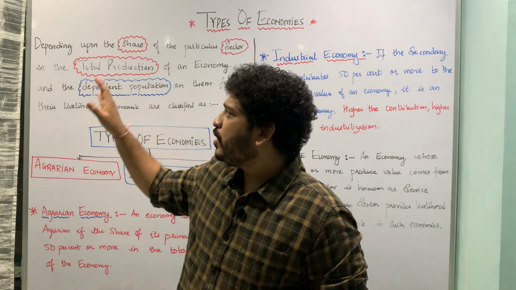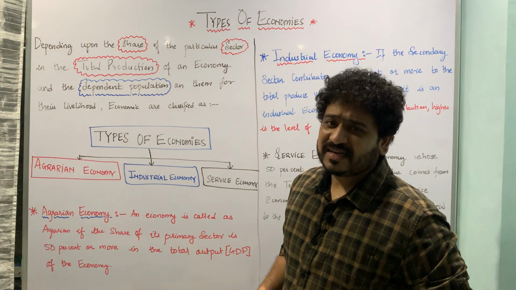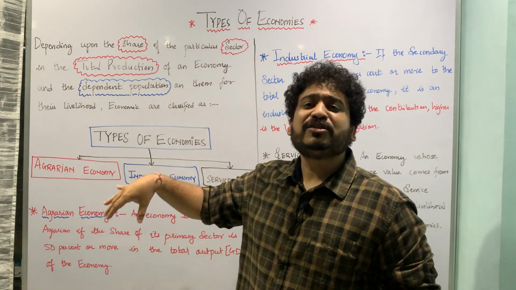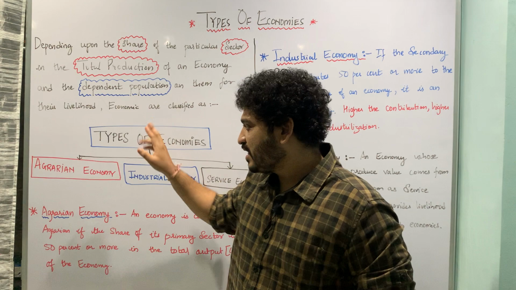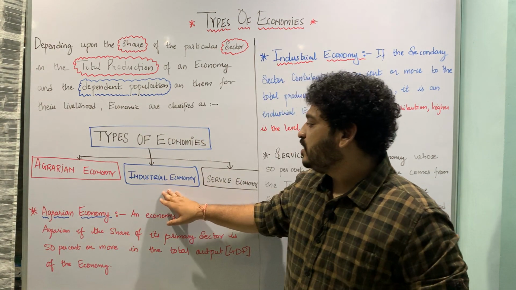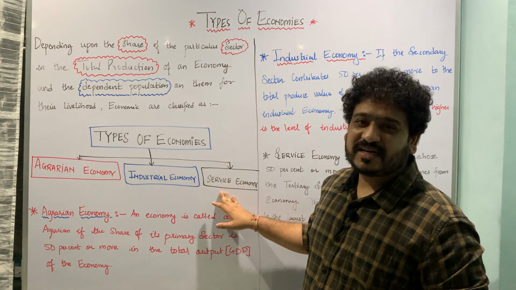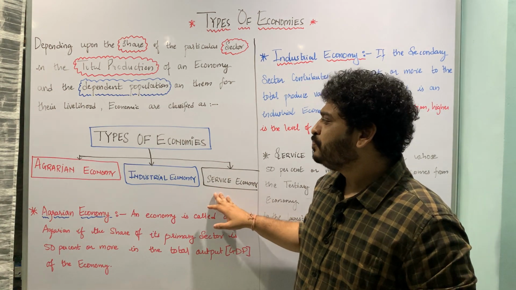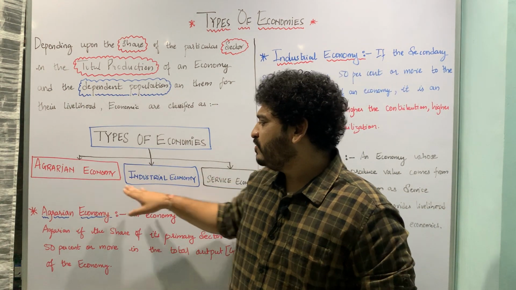Depending upon the share of a particular sector in an economy and the population dependent upon that sector, economies are classified into three different types. They are called agrarian economies, industrial economies, or service sector economies, or service based economies. So, let us look at all of these in greater detail.